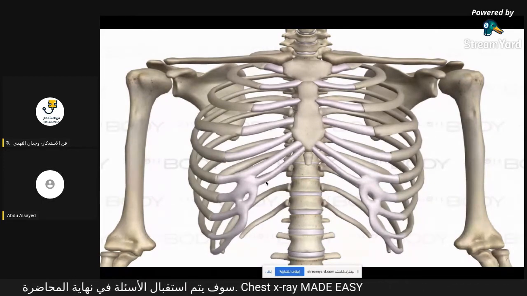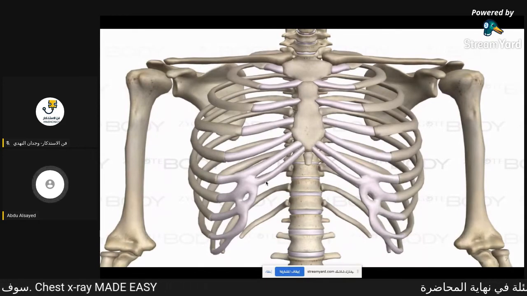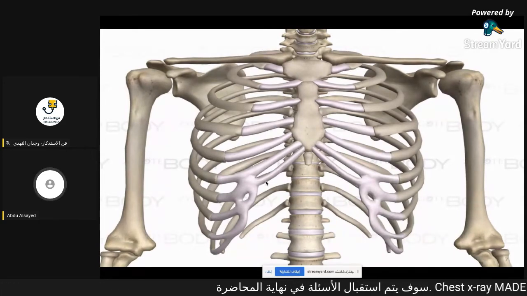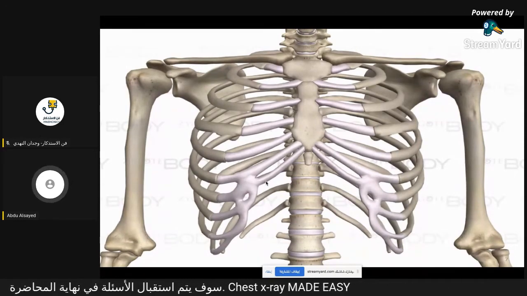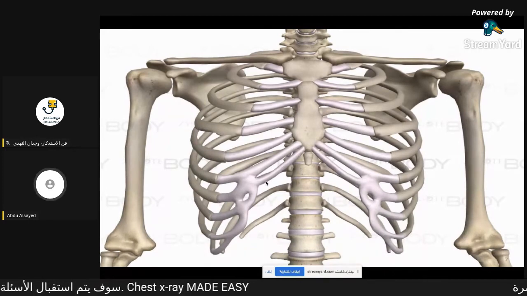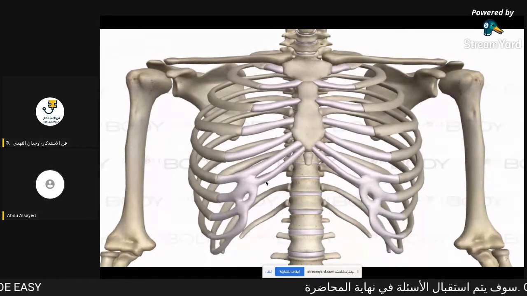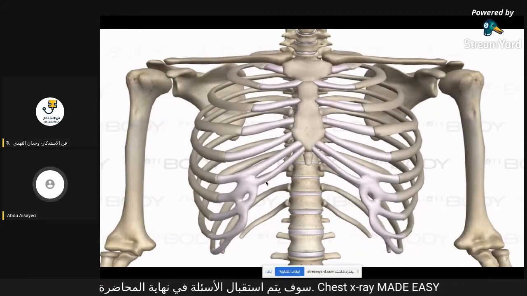I'm going to tell you one secret. If you can interpret, if you can read the chest X-ray in a systematic way, you can gain a lot of things about the patient. You will know a lot about your patient, and a lot about your patient's disease.